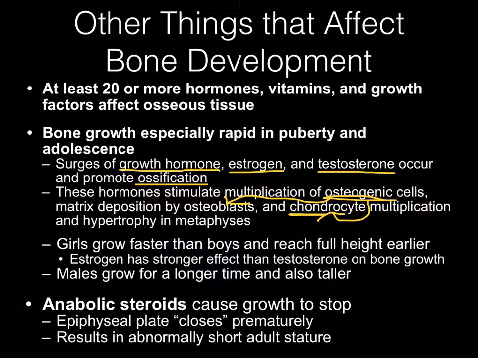Remember, we talked about the zones, and one is the zone of proliferation, where you have your chondrocytes multiplying to make more chondrocytes, and then the chondrocytes expand, and then they ossify into bone. Well, these hormones, growth hormone, estrogen, and testosterone, are what are going to tell the chondrocytes in the zone of proliferation to multiply, to divide. And they're going to tell the chondrocytes in the zone of hypertrophy to expand and get bigger. So that promotes bone growth and development.